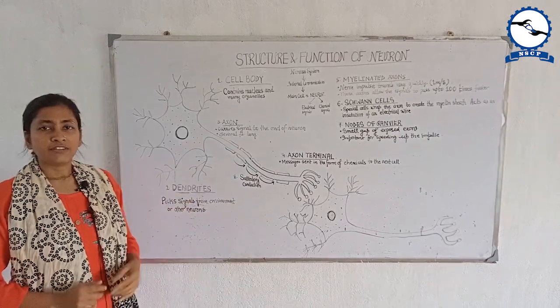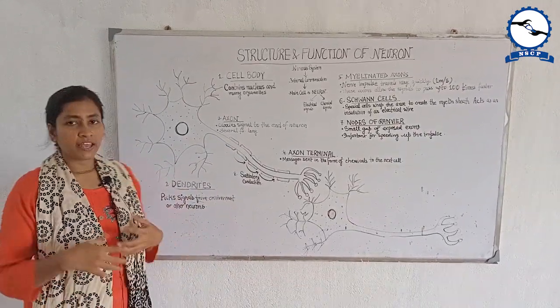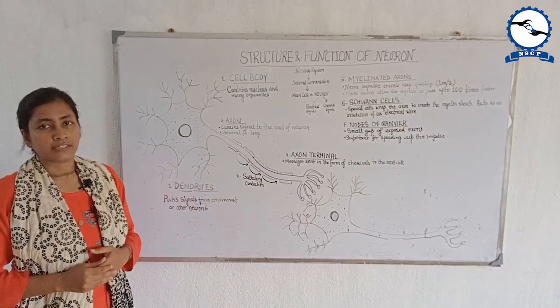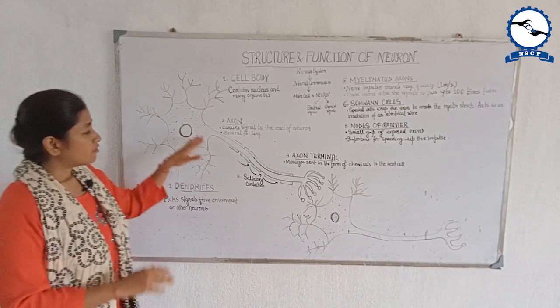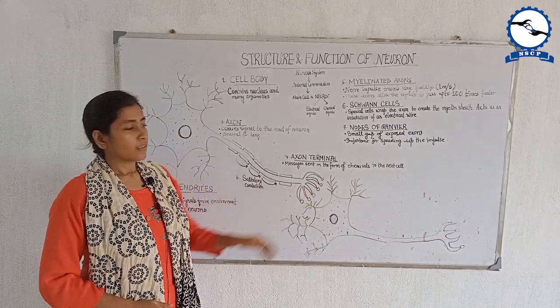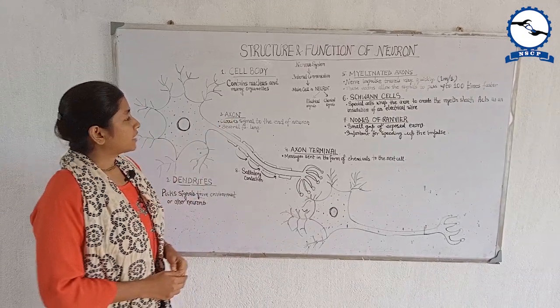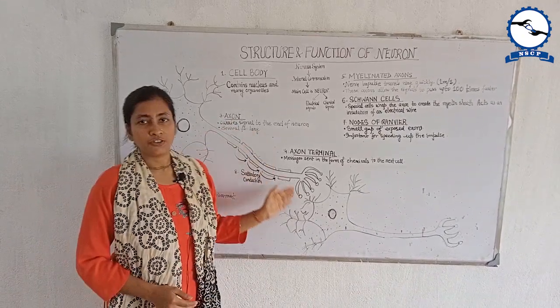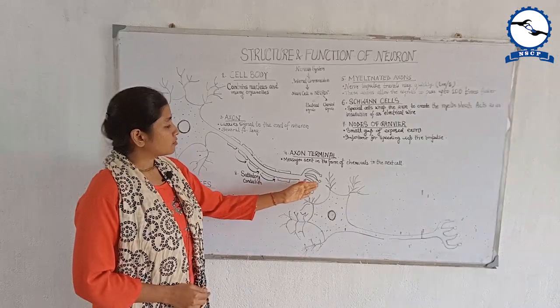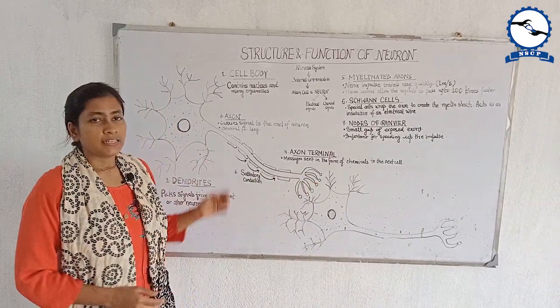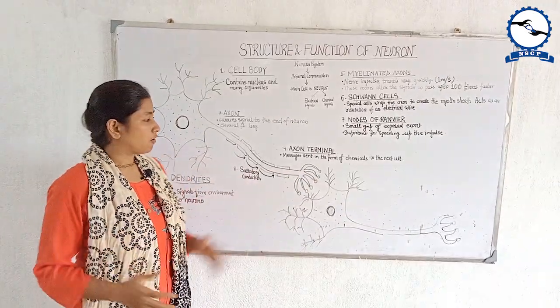The function of dendrites is to pick up signals from the environment or from other neurons and transmit them along through the axon. This axon carries the signal to the end of the neuron, which is called the axon terminal. This axon can be several feet long.